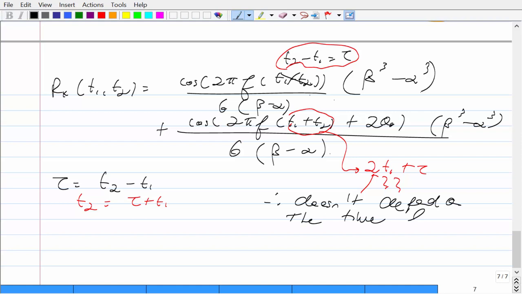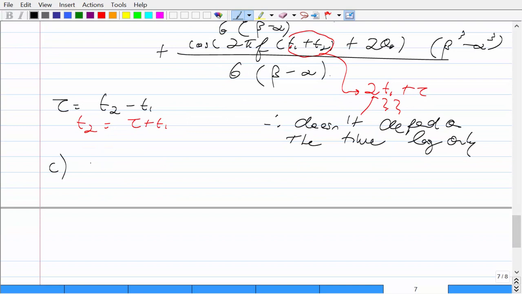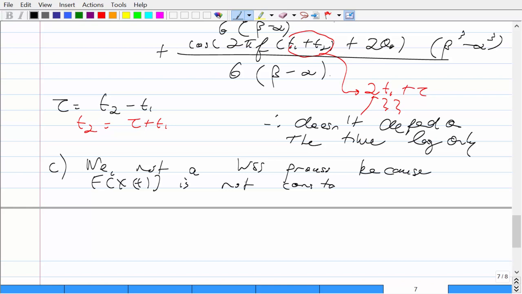So you can either use the fact that the mean is no longer constant, or the fact that the autocorrelation doesn't vary just by the time lag by itself. So the answer to C would be no, not a wide sense stationary process, because the expected value of the random process is not constant, and the autocorrelation function doesn't depend on the time lag itself. Okay, and that would be it.